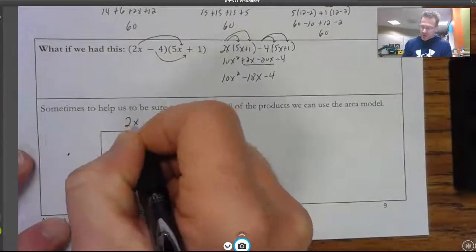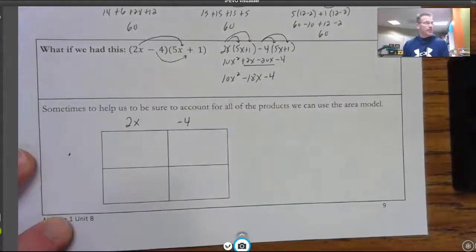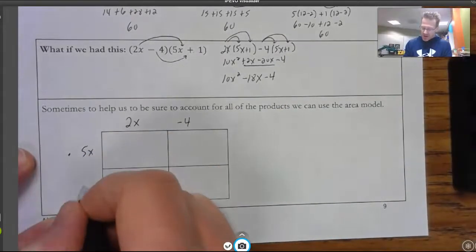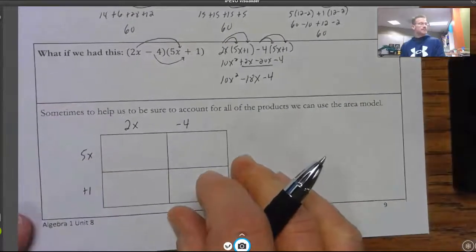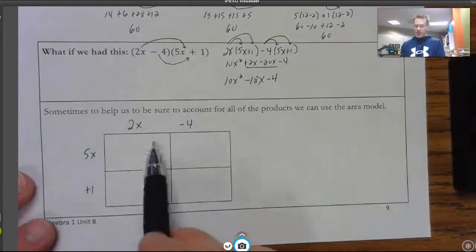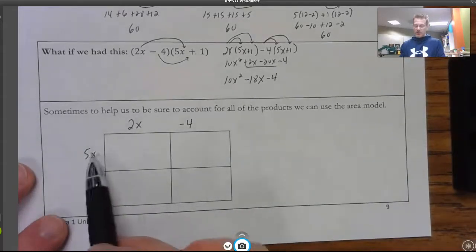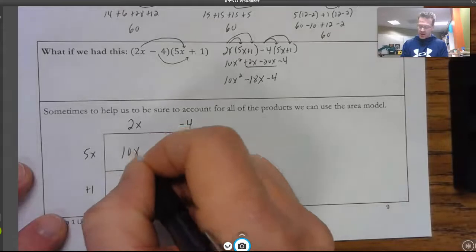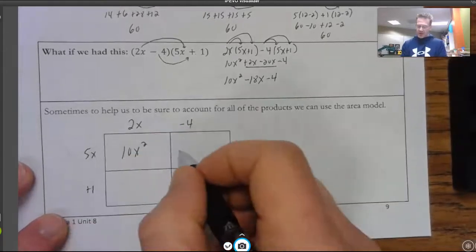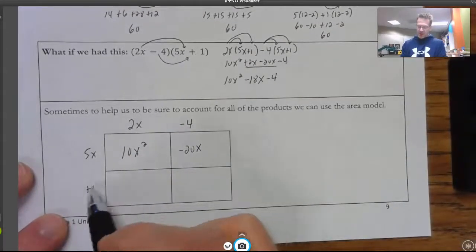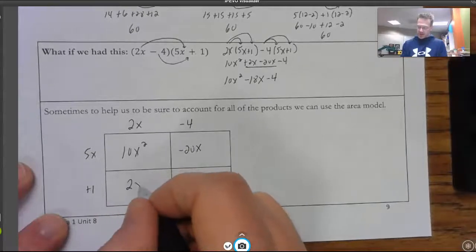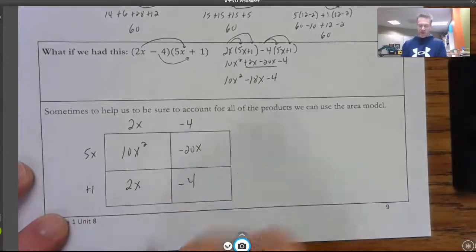So I could put 2x right here and negative 4 here. I could put 5x here and positive 1 there. And then notice I can multiply to get the area of each rectangle. So 5x times 2x would be 10x squared. 5x times negative 4 is negative 20x. 1 times 2x is 2x, and 1 times negative 4 is negative 4.